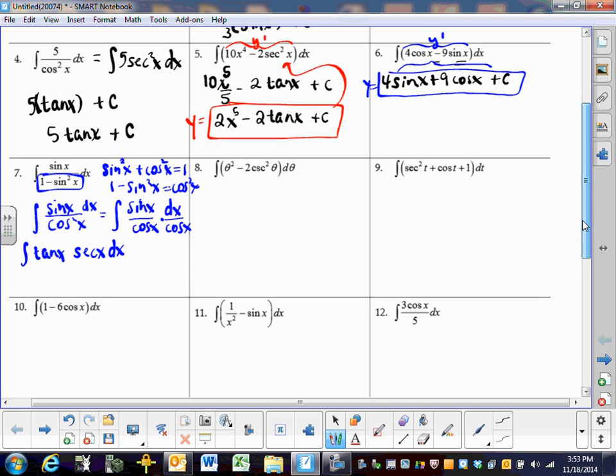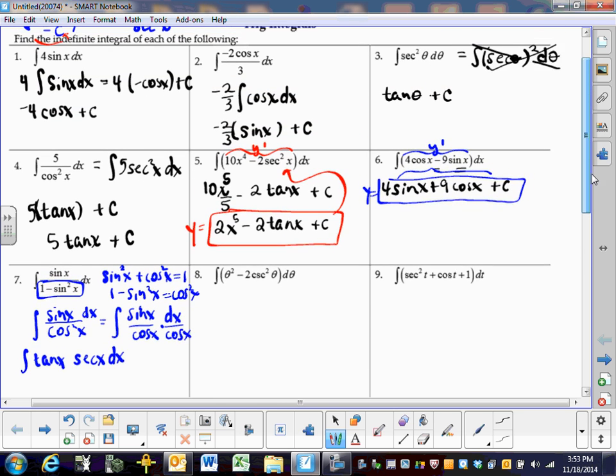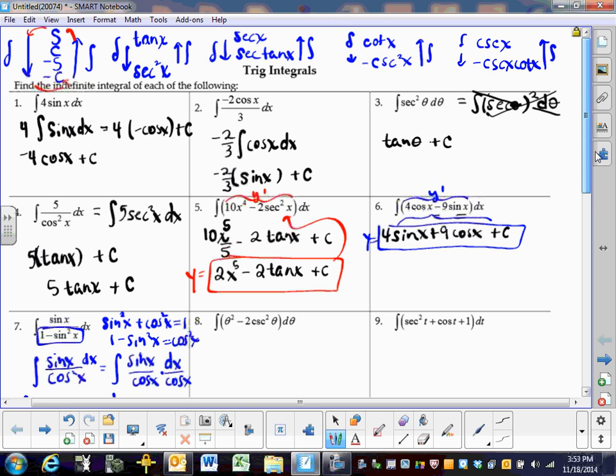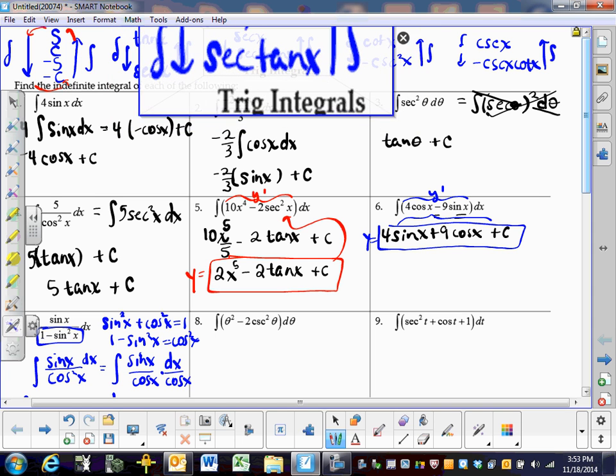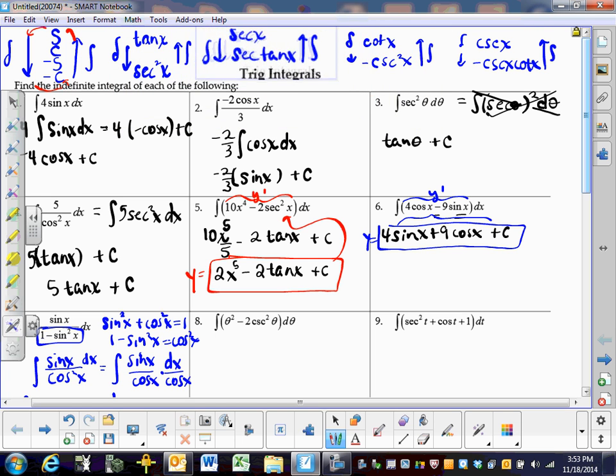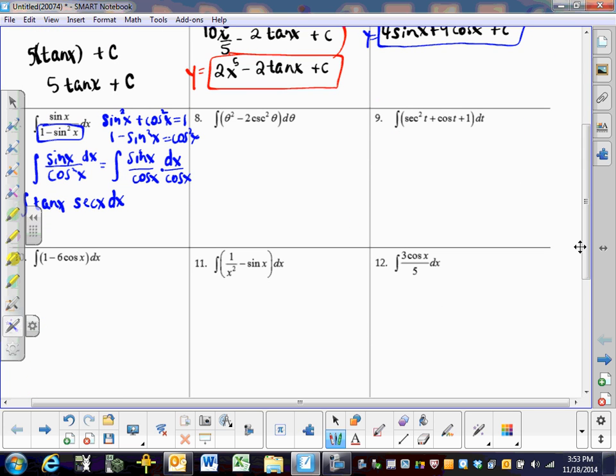And again, we have to know instantly what these work out to be so that we've memorized so well that we recognize when we have things that are part of just normal derivatives and don't need a special rule. So here, if I were to go backwards or forwards from secant tangent, we just get secant.